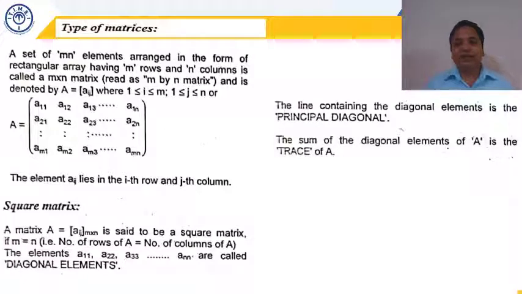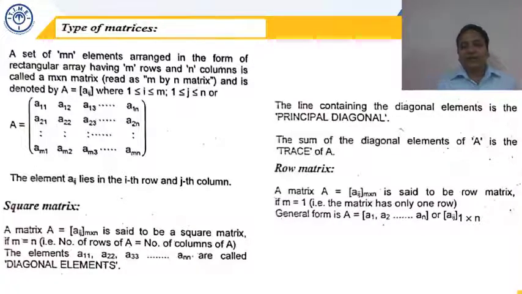The sum of diagonal elements of A: if we add all the elements which are there in the diagonal, the sum of the diagonal elements of A is the trace of A. So anybody asking for the trace of a matrix A, we add all the elements in the diagonal. That's called the trace of matrix A.